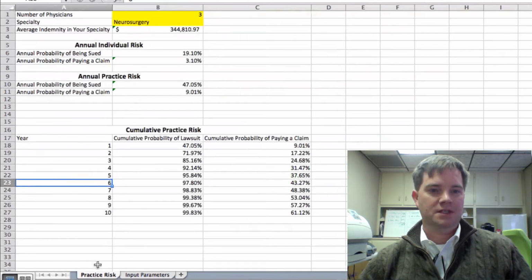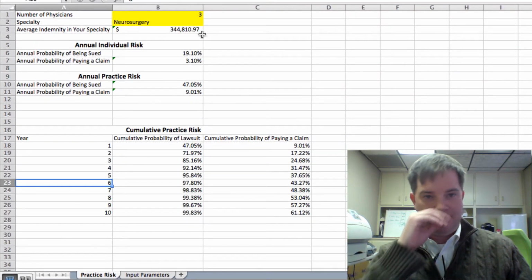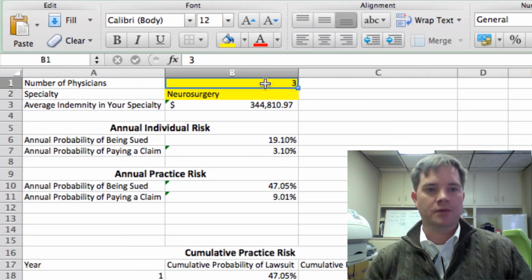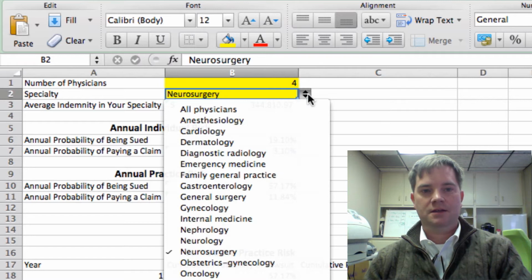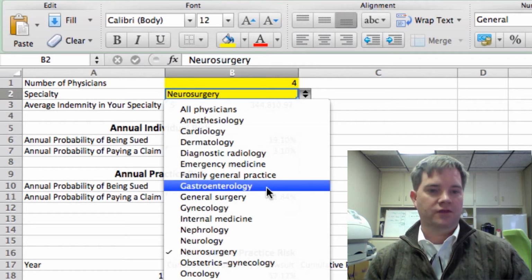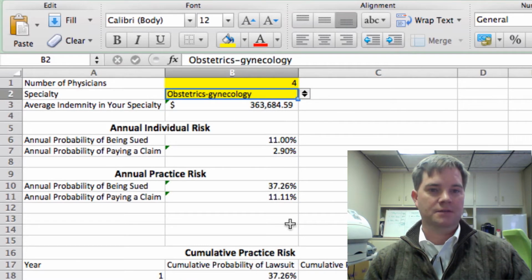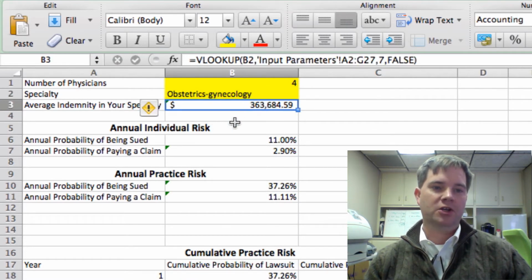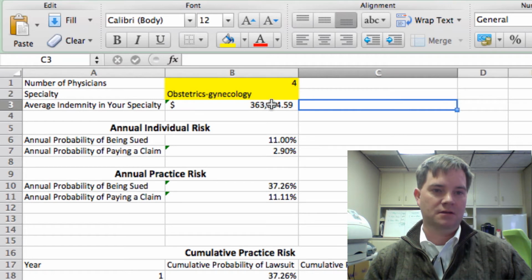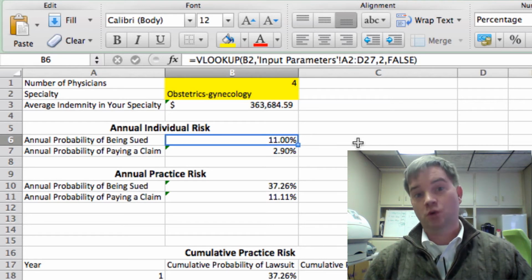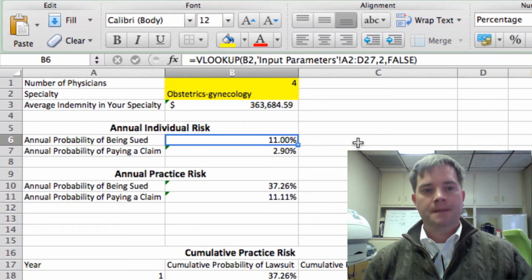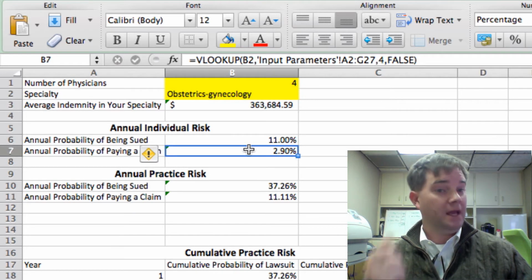You go to this tab that says practice risk, and there's really only two things you have to do. You enter the number of physicians in your specialty. So let's say that we have 4 physicians, and then we go down here and select the field of medicine from the pull down. If you select obstetrics and gynecology, it'll automatically query the average indemnity in your specialty, and the annual probability of being sued, that's on an individual basis, is automatically calculated. Then the annual probability of paying a claim, and then what we have right here is your annual practice risk.